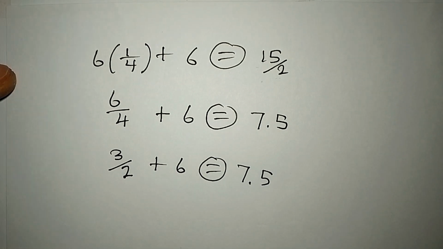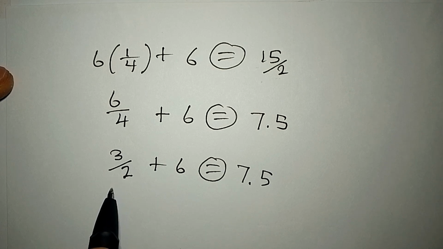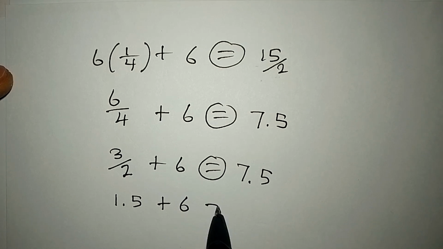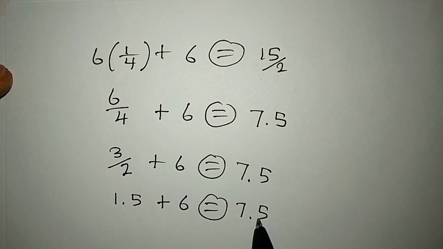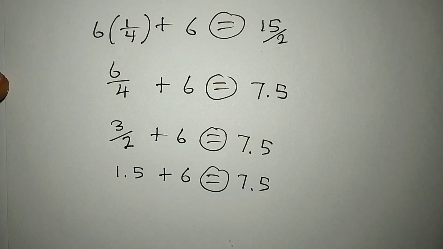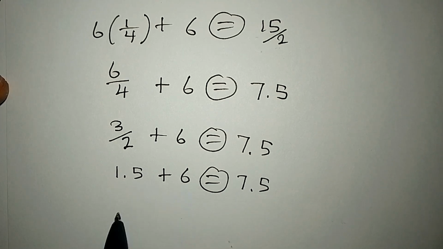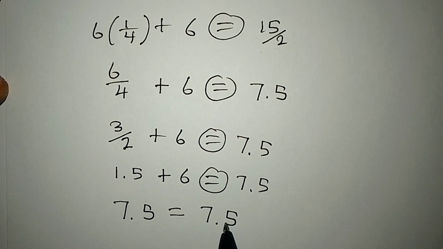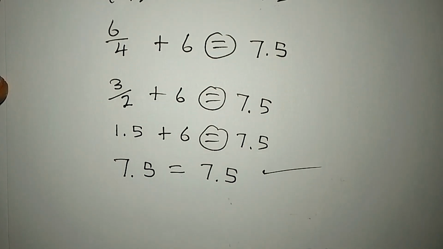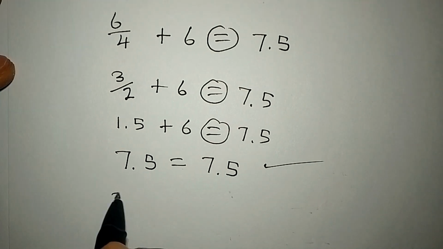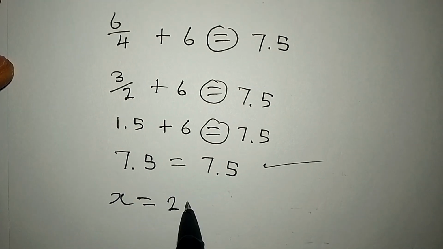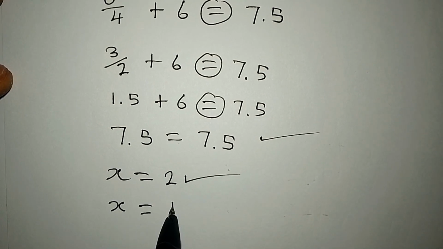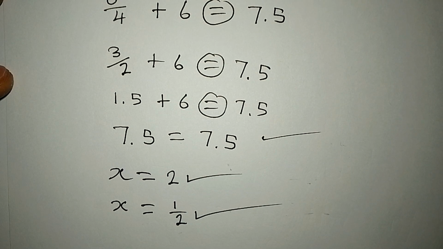But then divide 3 by 2. If you divide 3 by 2, you will be having 1.5. Then 1.5 plus 6. Do you think this is equal to 7.5? Okay, I think it's yes, because 1.5 plus 6 will give us 7.5, and this is equal to 7.5 on the other side. This is very correct. And this is to confirm that x equal to 2 is satisfying the equation, and equally x equal to 1 over 2 is satisfying the equation.